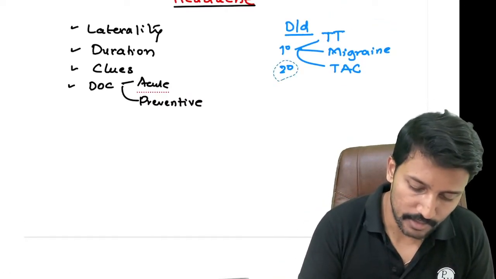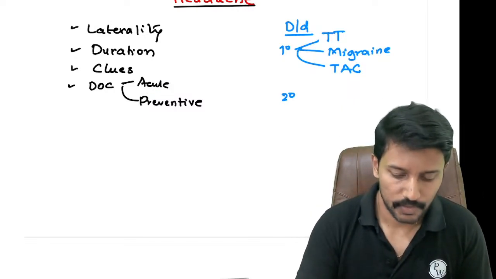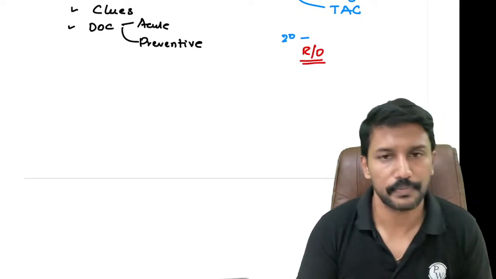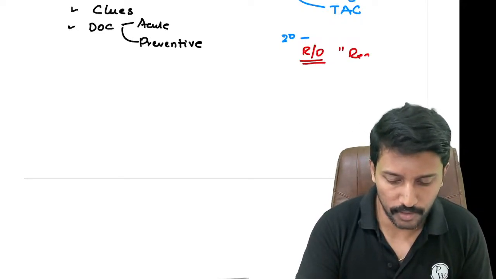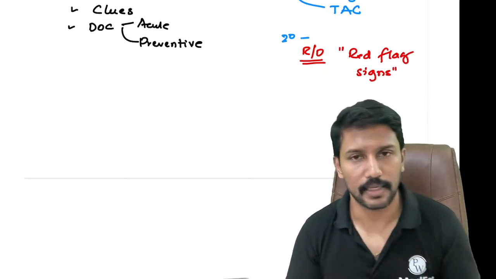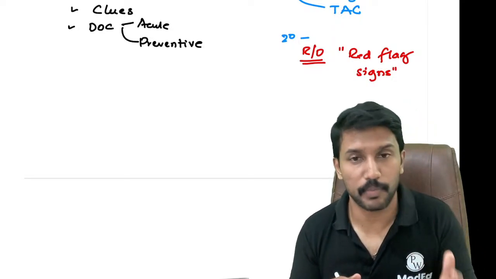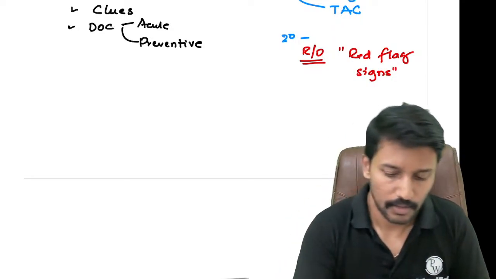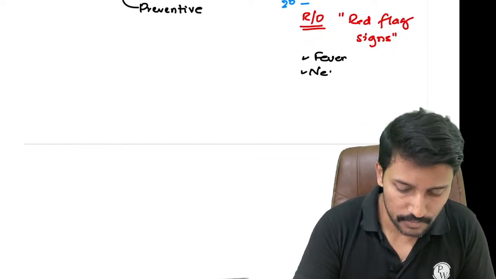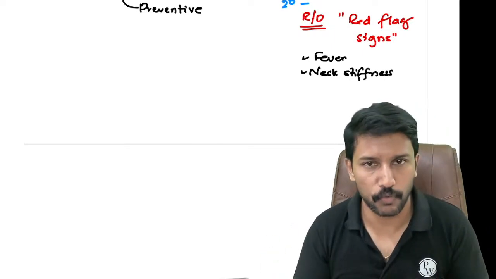And when it comes to secondary headache, these are the conditions where there is some other medical problem which has resulted in headache, right? So the first thing, whenever we have a patient with headache, is we have to rule out secondary headache. How do we rule out? We rule out by looking at what we call red flag signs. What are the important red flag signs which indicate that the patient is not having a primary headache, he must be having a secondary headache? So important red flag signs are presence of fever, neck stiffness. Fever and neck stiffness indicate that the patient may be having meningitis or other infections as a cause for headache.